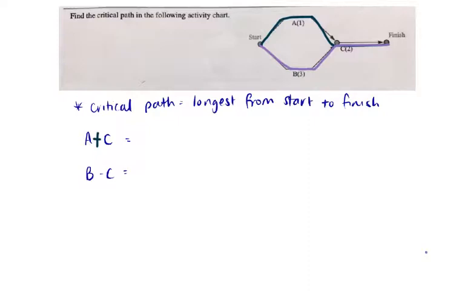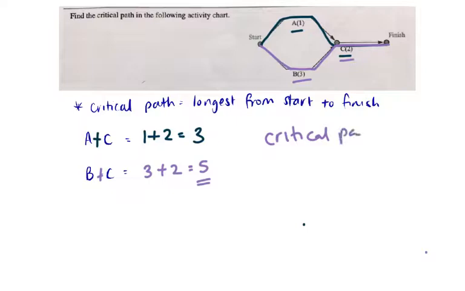So A plus C, going by their durations, 1 plus 2 is 3. And then B to C, here are their durations, so adding them, 3 plus 2 equals 5. So this is the longest duration, which means the critical path for this particular activity chart is BC. And that's because it has the longest duration.